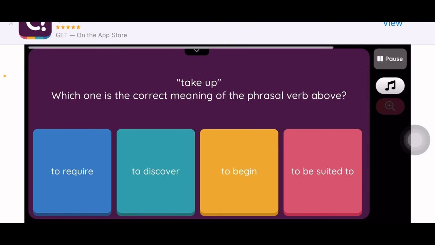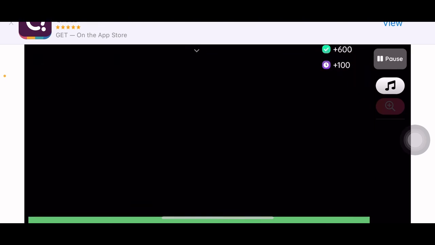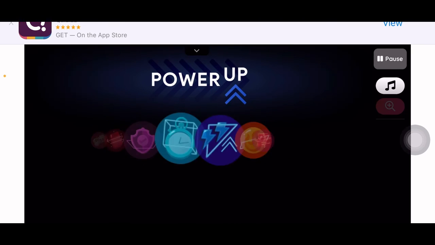Right, so now let's have a look at this question. Take up. Which one is the correct meaning? To require, to discover, to begin, or to be suited to. Take up, to begin. Is that correct? Yes, the answer is to begin.